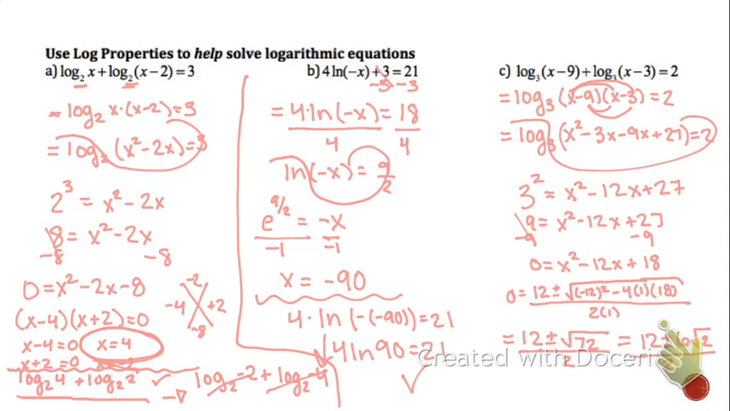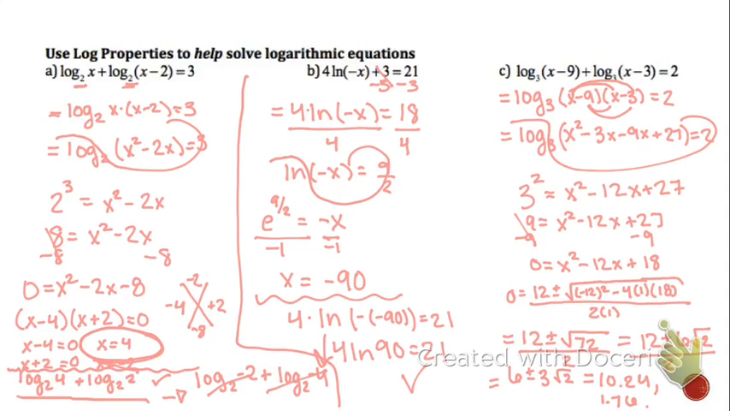All right, so once I do that, I get down to 12 plus or minus 6 square roots of 2 all over 2. And that simplifies down to 6 plus or minus 3 square root of 2. And that, once I plug it into my calculator, I'll get 10.24 or 1.76.